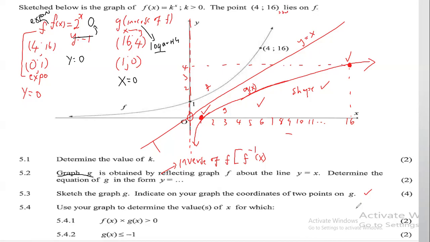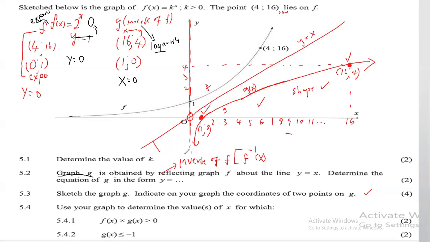Now, indicate on your graph the coordinates of the 2 points on g. I have to indicate this point here. Just say 16 and 4, and indicate this point here, 1 and 0. I think that's why they say 4 marks.